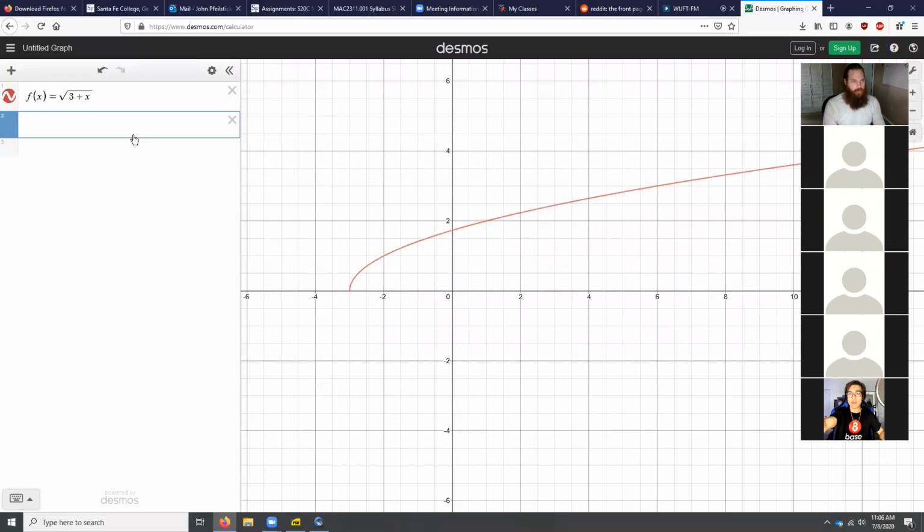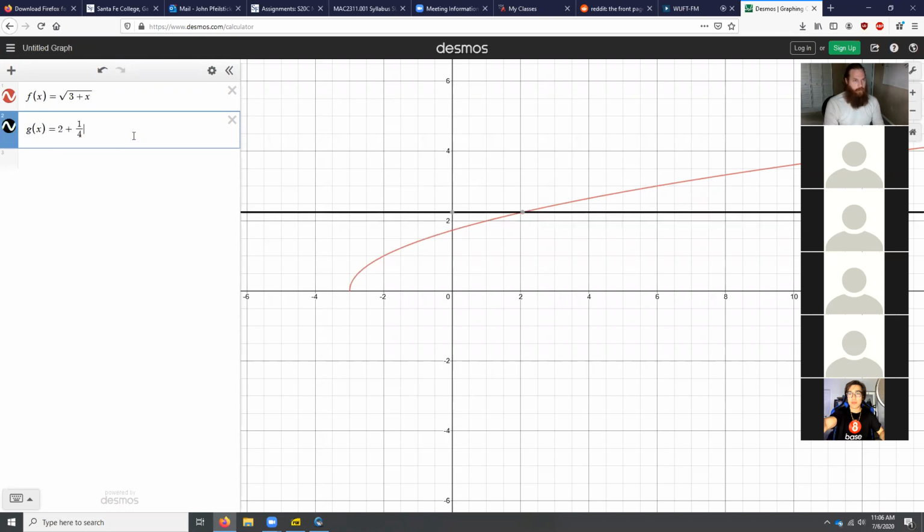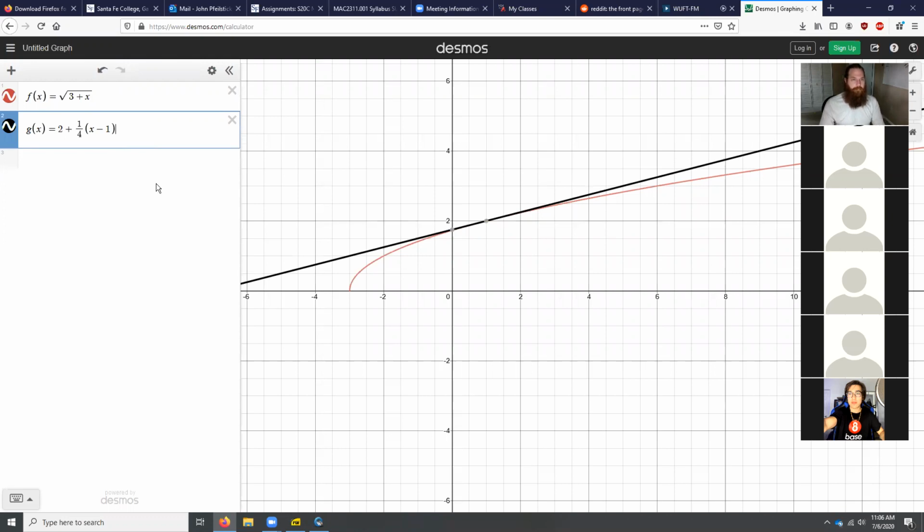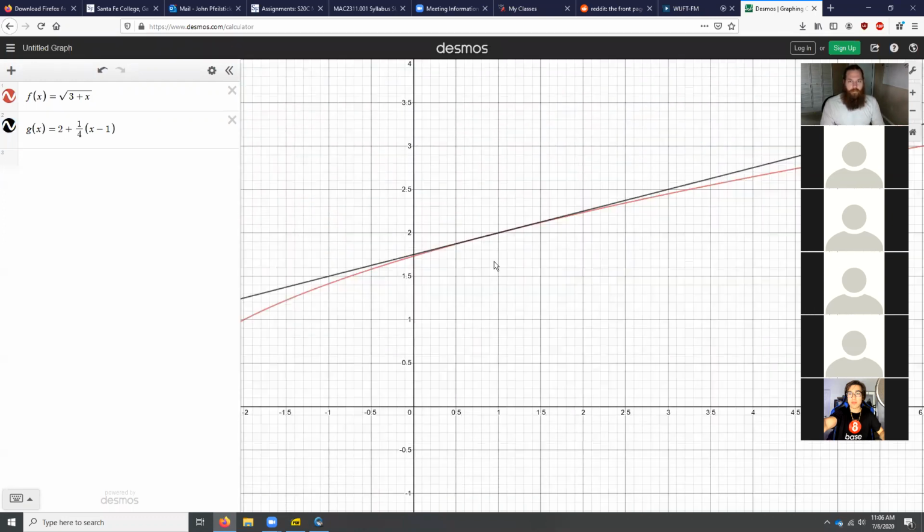So I'm going to add my linearization. I'll call it g of x equals 2 plus 1/4 times x minus 1. So notice that as long as I stay close to this point, the black and the red are very, very close to each other. What I'm looking for, I want to approximate f of 1.05. That's like the y value on the red here.